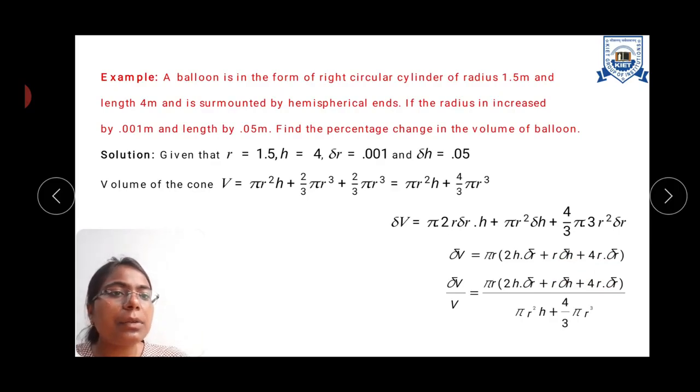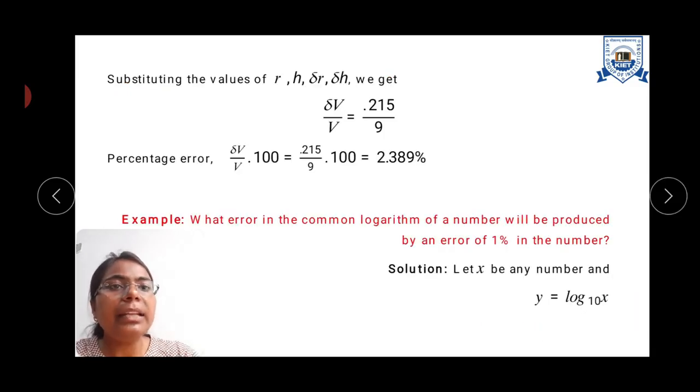Del V divided by V is equal to pi r (2h del r plus r del h plus 4 r del r) divided by (pi r square h plus 4 by 3 pi r cube). And if we substitute these values in this equation, then we get del V by V is equal to 0.215 divided by 9.